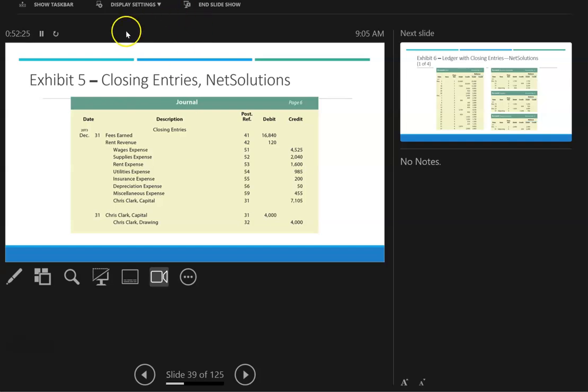See what we're doing? We're debiting our revenue accounts. We're crediting all of our expenses. And the net income of $7105 gets credited into the Clark Capital account. We're also zeroing out our drawings by debiting Chris Clark Capital and crediting the Chris Clark drawing account. Okay?